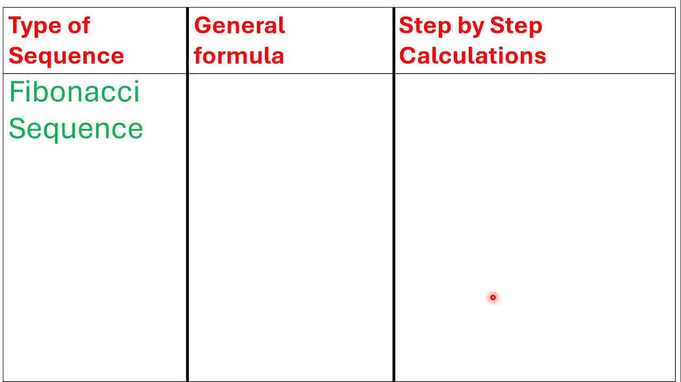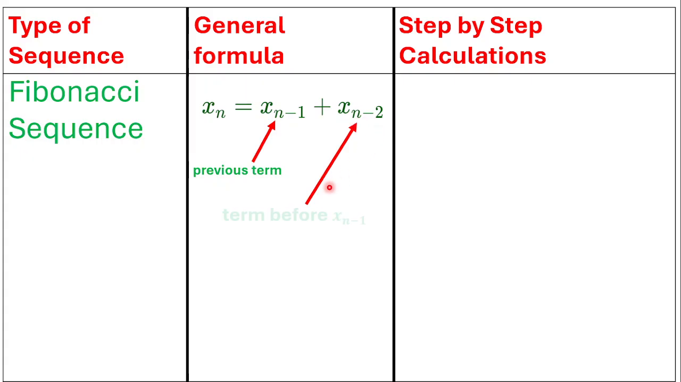But let's move on to the general formula for the Fibonacci sequence. So the general formula for the Fibonacci sequence is x_n, which is the nth term, is equal to x_(n-1) plus x_(n-2). Now n minus 1 is going to be the previous term. That's going to be the term before the nth term, the term before x_n. And we're going to get x_(n-2), which is going to be the term before x_(n-1).